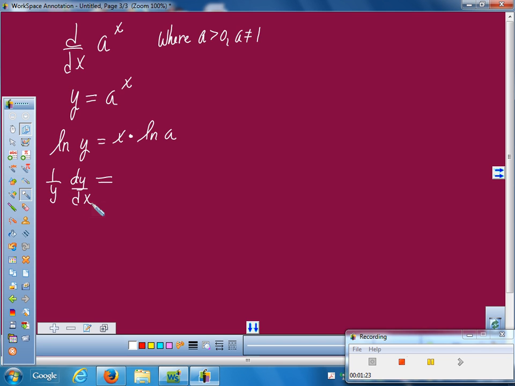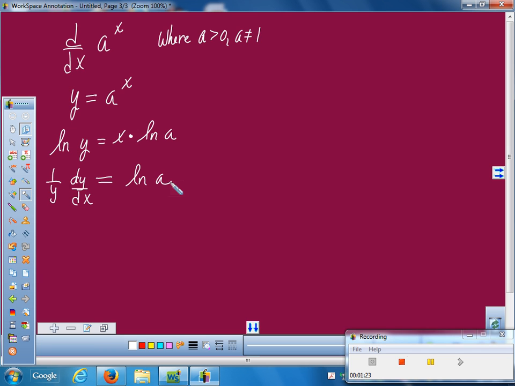Okay, now here, remember, natural log of a is a number. So that's like saying I have 4x. That's a number times x. What do you get when you do the derivative of a number times x? What's the derivative of 4x? 4. Derivative of 10x is 10. So the derivative of natural log of a times x is natural log of a. Do I need a dy over dx on it? Nope. Okay. I need to solve for dy over dx now.